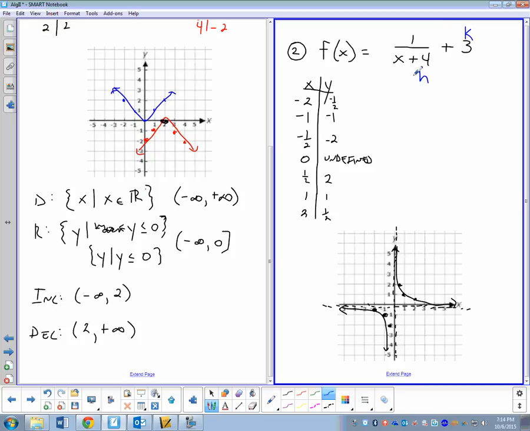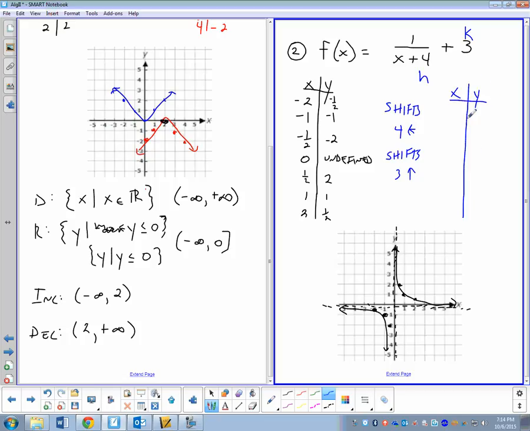So we need to remind ourselves that H shifts my graph left and right. So if this is X plus 4, that means this graph is going to be shifted 4 to the left. Remember with H, it's always the opposite direction you think it is. So plus 4 means 4 to the left. With K, K shifts my graph up and down. And K is exactly what you think it would be. If you see plus 3, that means it's going to shift your graph 3 up. So my new graph is going to look like this, except that it's going to be moved 4 to the left and 3 up. So let's use that information to come up with my new table.